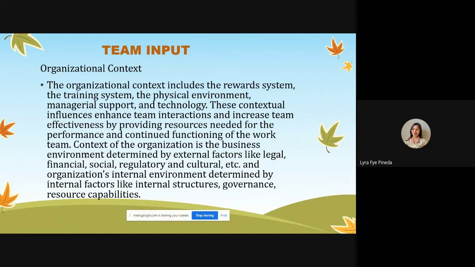So the context of the organization is the business environment that is also determined by external and internal factors. The external factors are legal, financial, social, regulatory, and cultural. The internal factors are internal structures, governance, and resource capabilities.